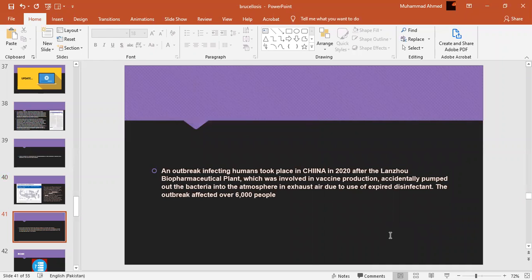And recently, last year in 2020, an outbreak infecting humans took place in China after the Lanzhou biopharmaceutical plant, which was involved in vaccine production, accidentally pumped out the bacteria into the atmosphere and exhaust air due to use of expired disinfectant. The outbreak affected over 6,000 people.